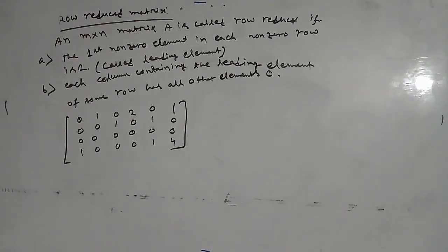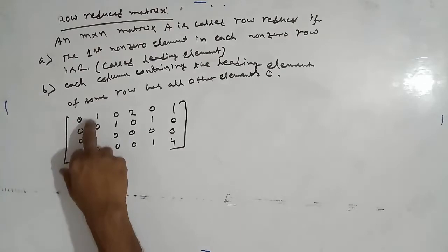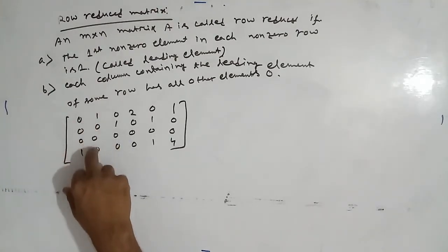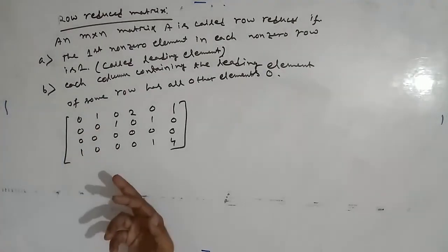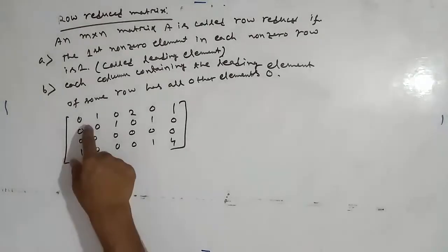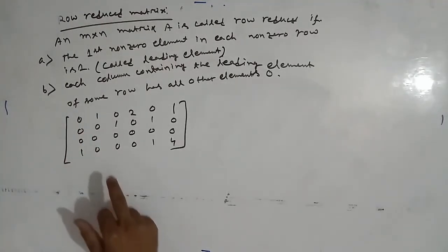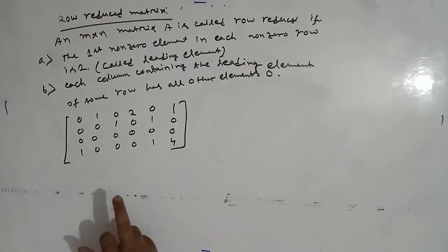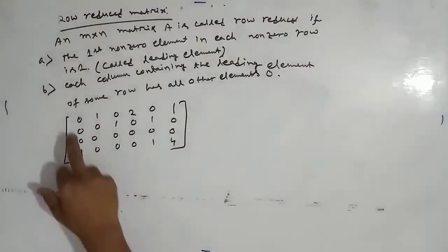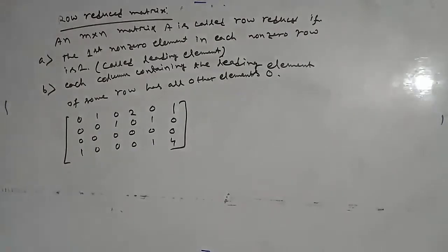Now come to the second condition. Each column containing the leading element of some row has all other elements 0. Now see, the leading element 1 of the first row is contained in the second column. So the second column is containing the leading element of the first row. So in that column, all other elements, excluding the leading element, will be 0. So these 3 elements are 0. The leading element of the second row is contained in the third column, and all other elements are 0. The leading element of the fourth row is contained in the first column, and all other elements are 0. So this is a row reduced matrix.